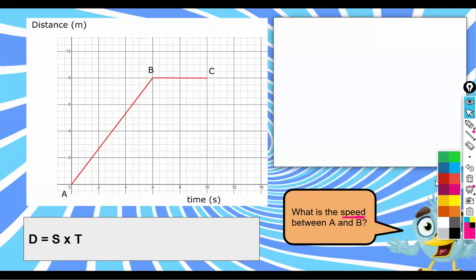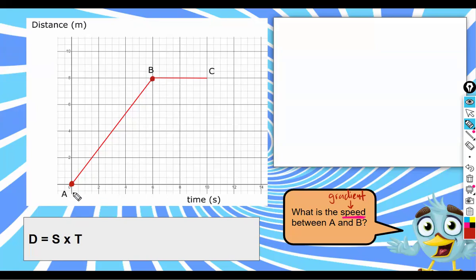Right, and I'm going to write it in. In a distance time graph, and this is a distance time graph, it is the gradient that tells us that quantity. Great. So you notice I didn't directly give you the points. Now I want to know the speed between A and B. Well, that's what the bird said.